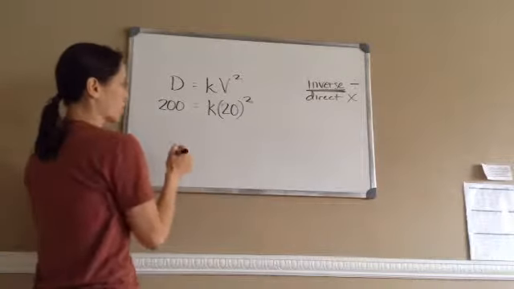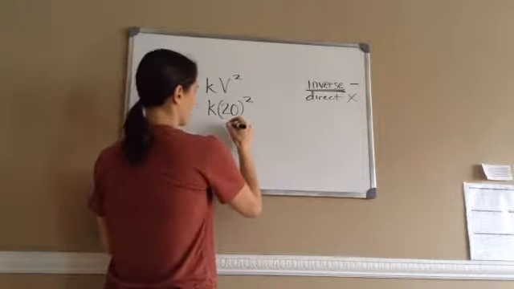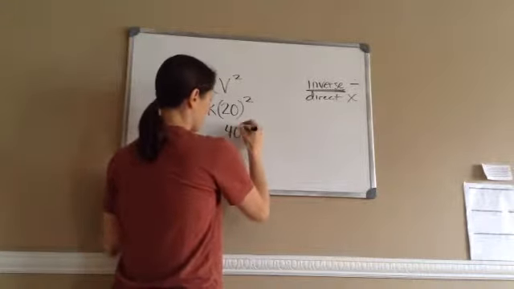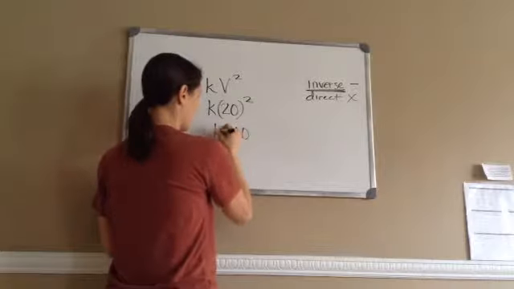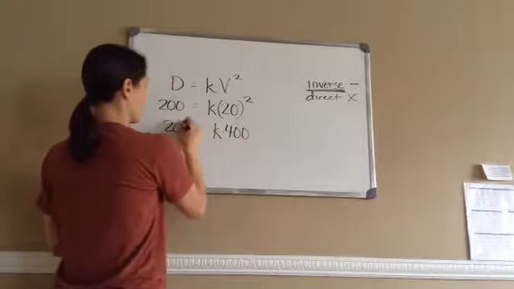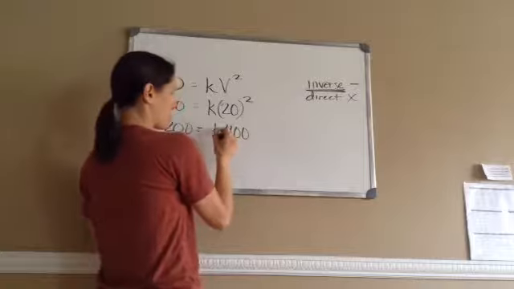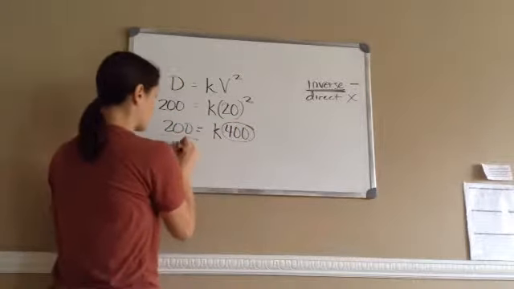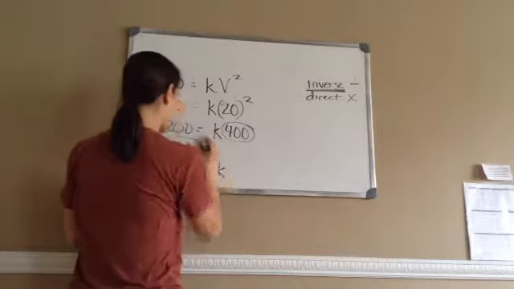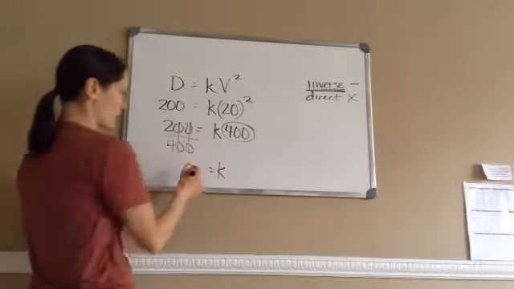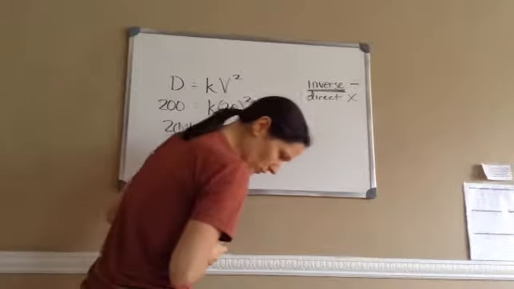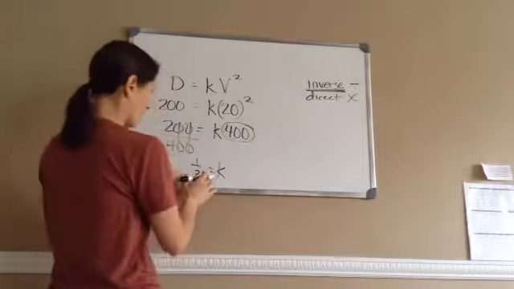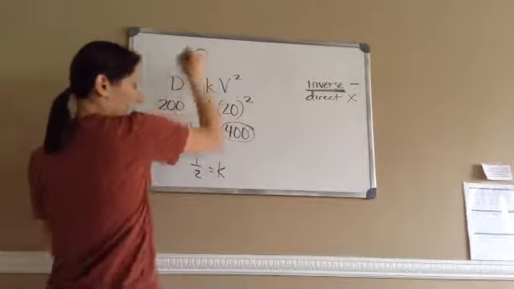Okay, so here we go. 20 times 20 is 400. 400K equals 200. Remember, you're trying to answer for K, so this times 400, when we move it across the equal sign, becomes divided by 400. So K equals 2/4, which is 1/2. K equals 1/2. That's just the first step in the problem.